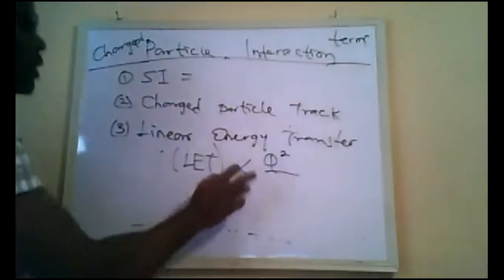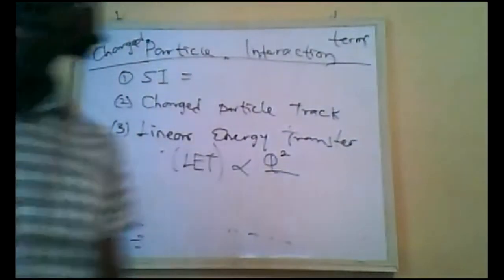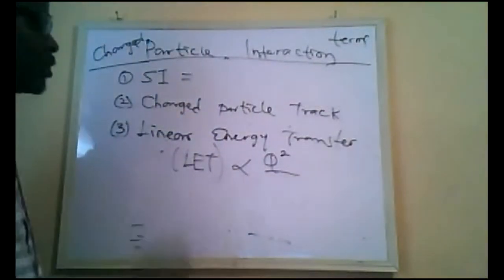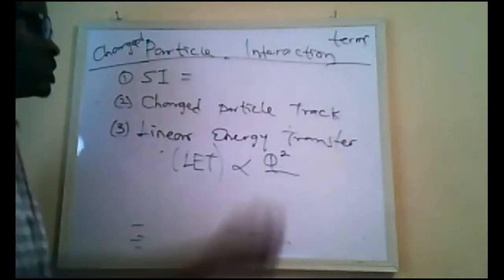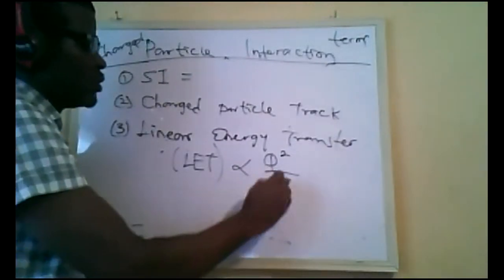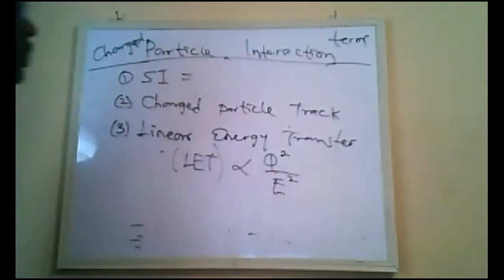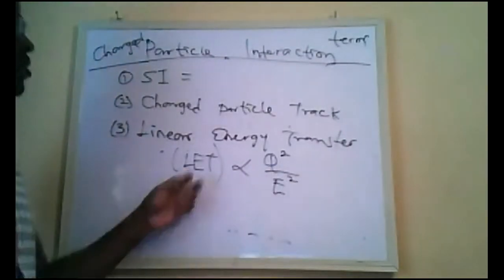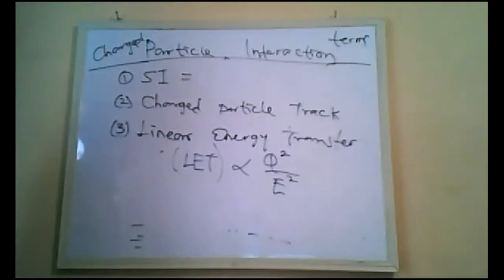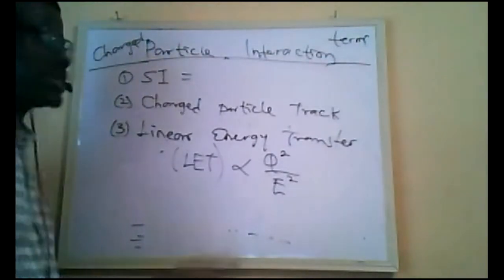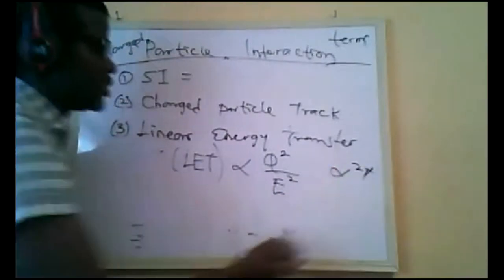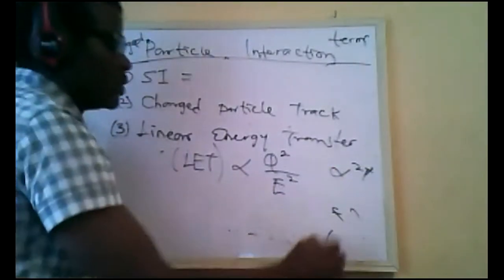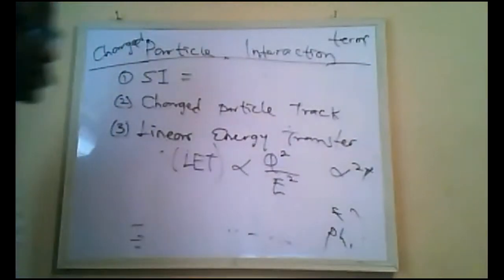So for particles that have so much charge, they're going to deposit so much energy per unit length, but it is inversely proportional to their energy. The more the energy, the lesser the LET of the material. So high LET materials are like the alpha particle, whereas electrons and photons are low LET materials.